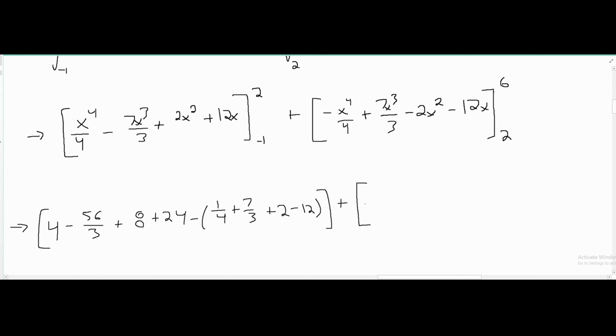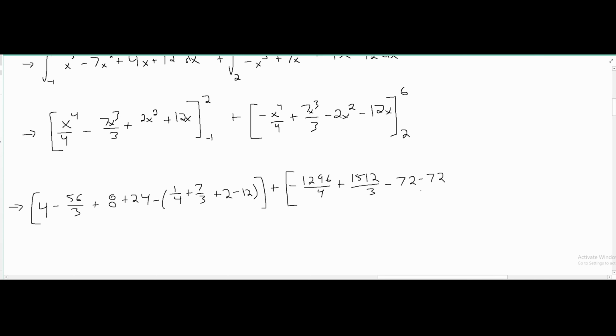Plugging in our values here, first we have a 6. So with our 6, we have 6 to the 4th power, and this should give us 1,296 divided by 4. Then we are going to add 7 times 6 cubed. 6 cubed is 216. We are multiplying this by 7. That will give us 1,512 divided by 3 minus a 2 times 6 squared. 6 squared is just 36, and we are multiplying by 2, which will give us a 72. And then from here, we are subtracting a 12 times 6. 12 times 6 is also 72.